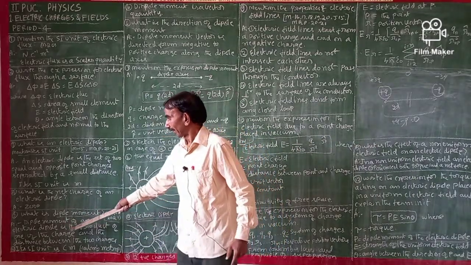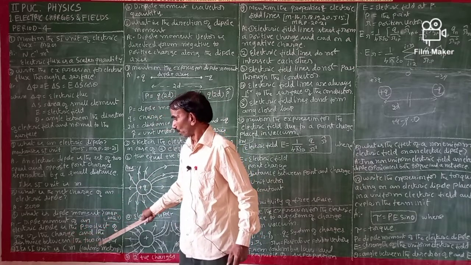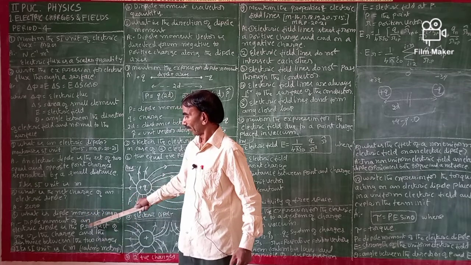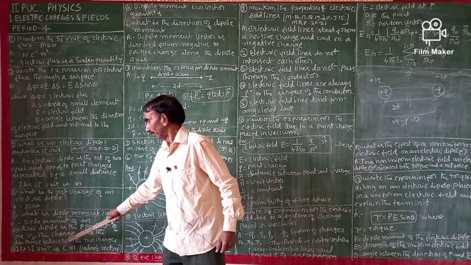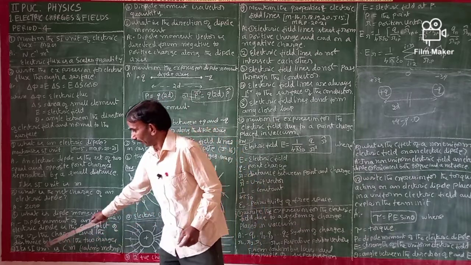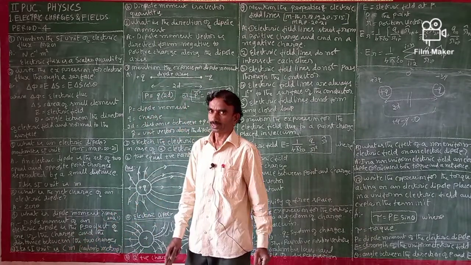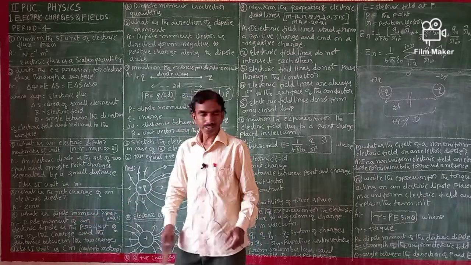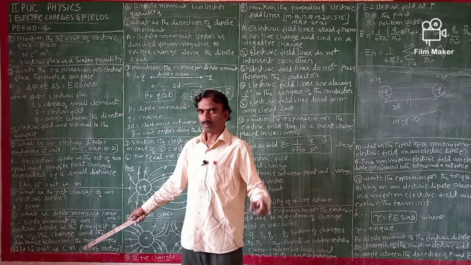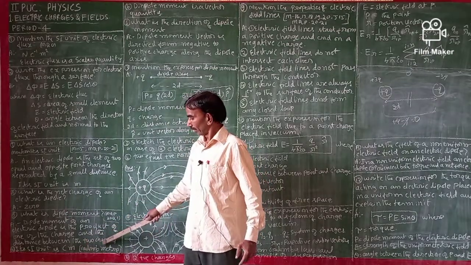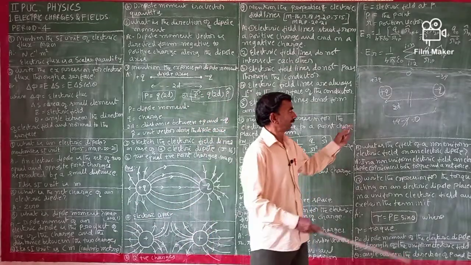So what is dipole moment? Dipole moment of an electric dipole is the product of one of the charges and the distance between the two charges. Its SI unit is coulomb meter. Coulomb is the SI unit of charge, and the distance 2d is in meters. So coulomb meter is the unit of dipole moment.